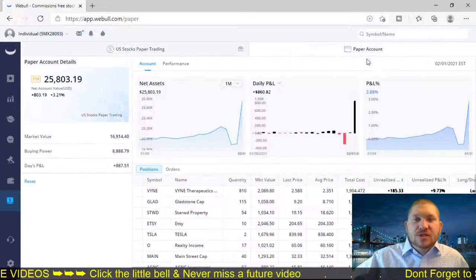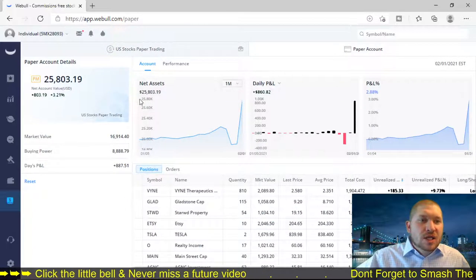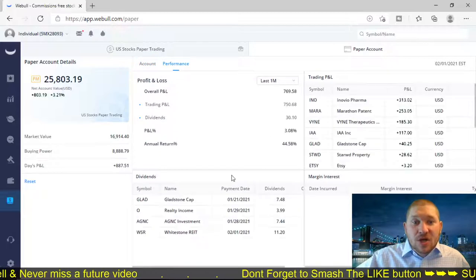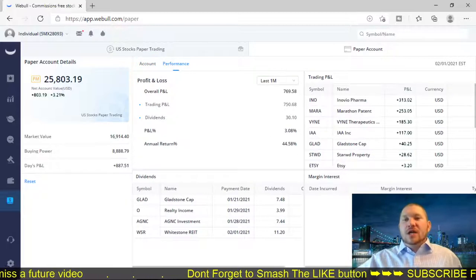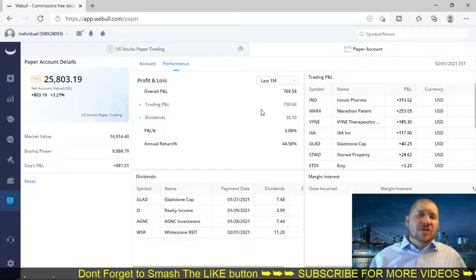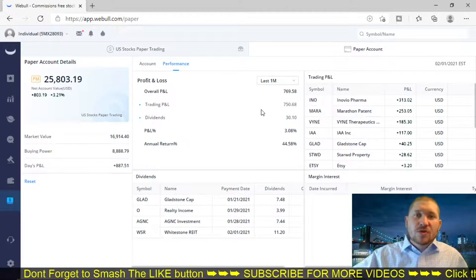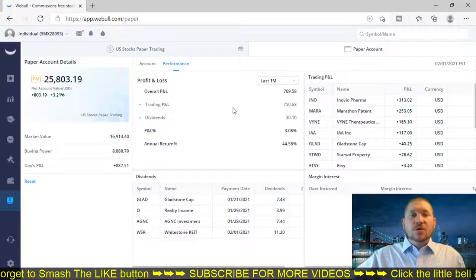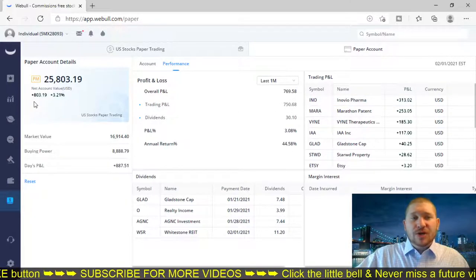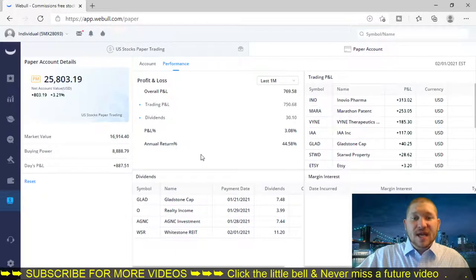Man, Webull is definitely something you have to practice using. If you know about that, let me know. Right here, performance. Okay, right here. That's something I'm having trouble with on Webull. Let me know, and we could do another video about it. So overall P&L, of course, looks like $769, but we're up $103 for the day.